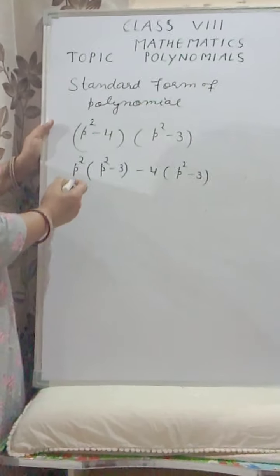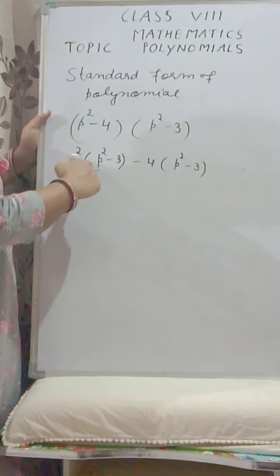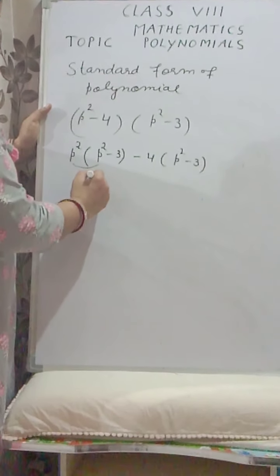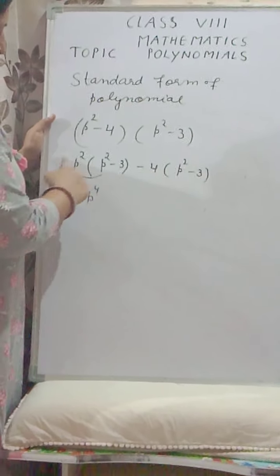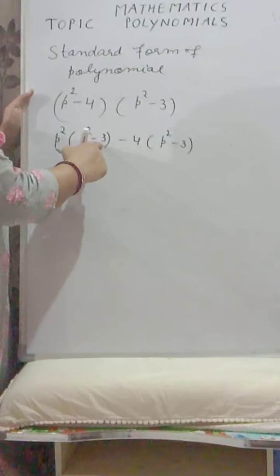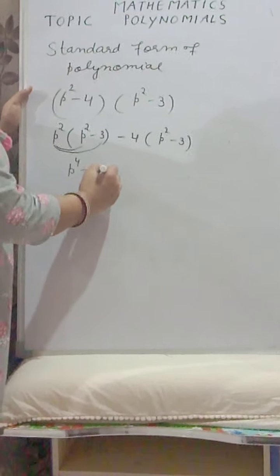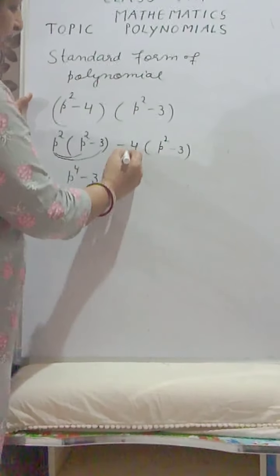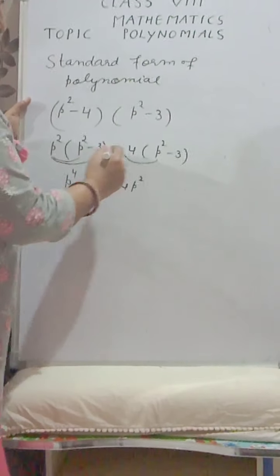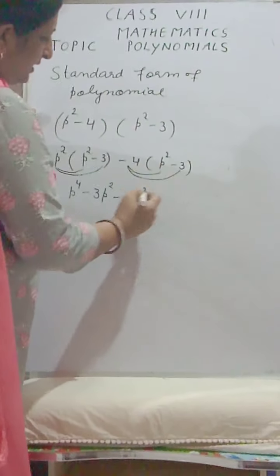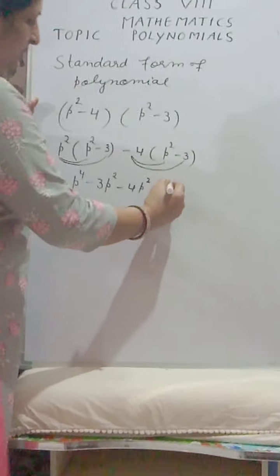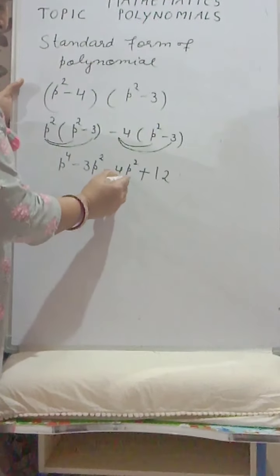Now we will use distributive property. P raised to power 2 multiply by p raised to power 2. Bases same, powers will be added. Now next plus multiply with minus 3. Product will be negative, 3p raised to power 2. Now minus 4 multiply with p square, minus 4p raised to power 2. Minus 4 multiply with minus 3. Minus multiply by minus, product will be positive. 4 3s are 12.